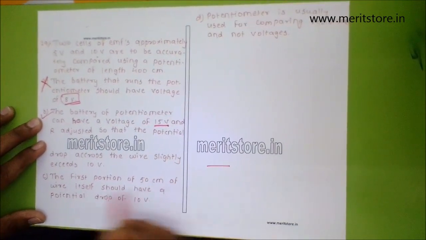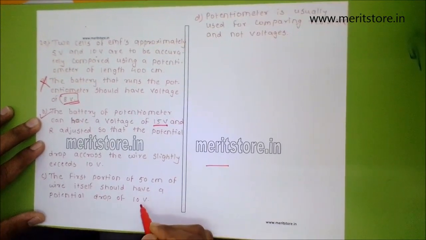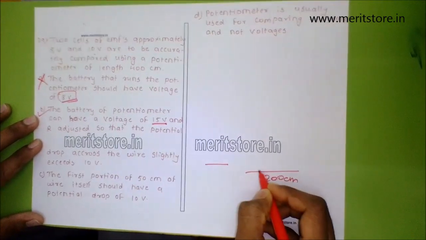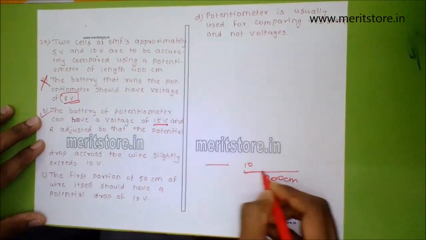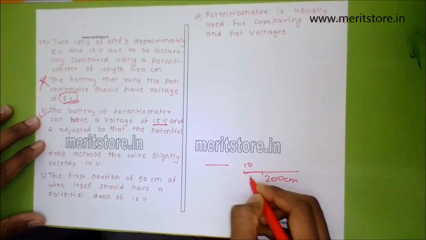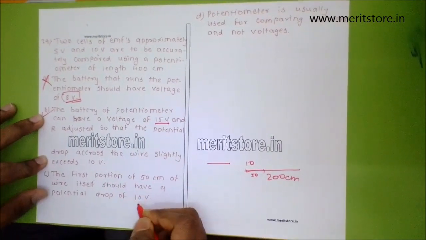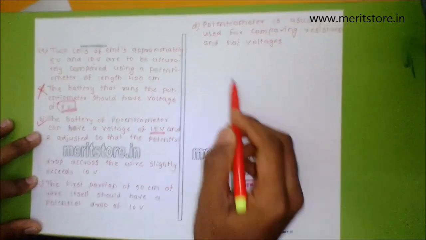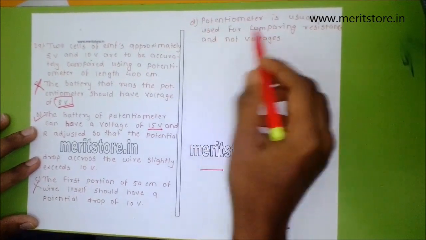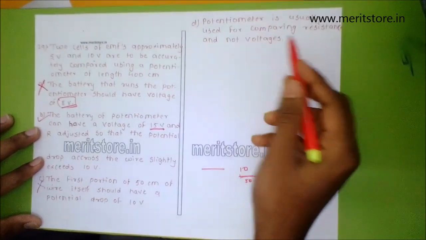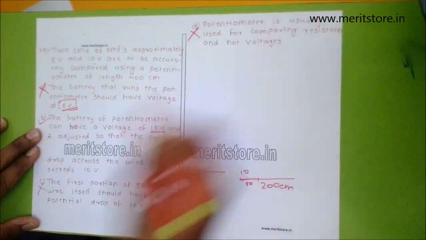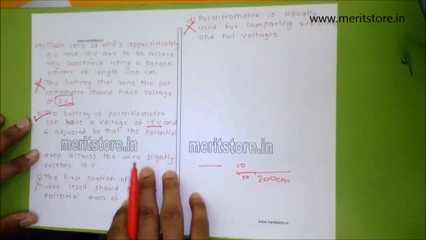The first portion of 50 centimeter wire itself should have a potential drop of 10 volts. The wire is a length of 400 centimeters, and if the first 50 centimeters itself has a potential drop of 10 volts, these two cells would be balanced within this first 50 centimeters length, and hence we wouldn't get an accurate result in this case. So this is not a preferable choice. The option D says potentiometer is usually used for comparing resistances and not voltages. Potentiometer can also be used for comparing voltages, and hence this option is not correct. So option B is the right answer.